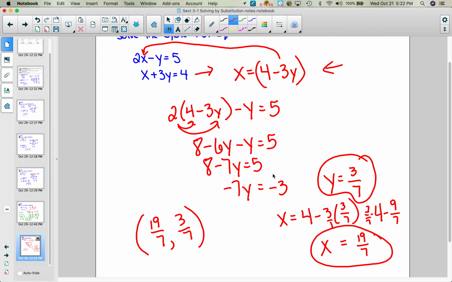But that is how you do solving systems of linear equations by substitution.